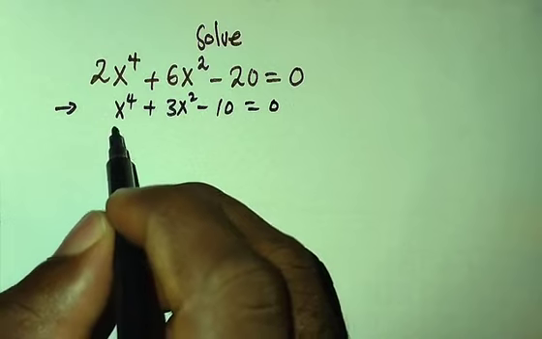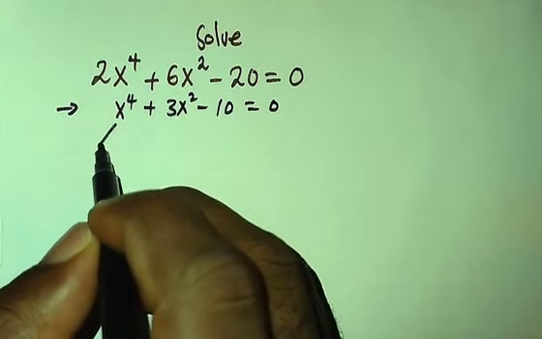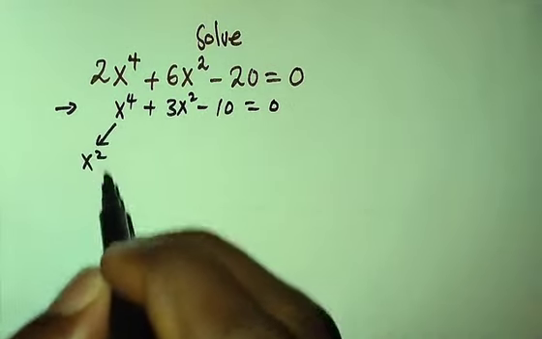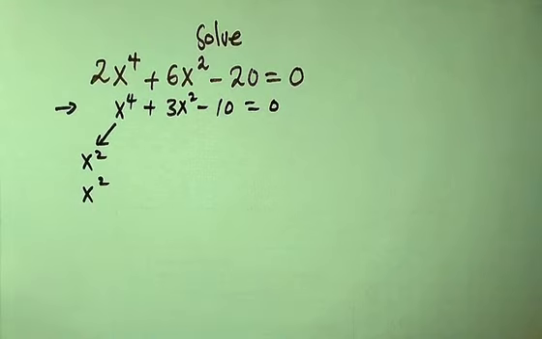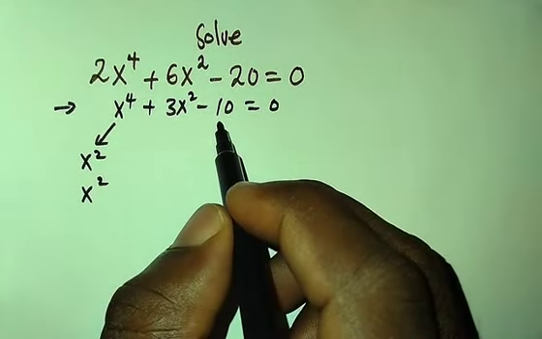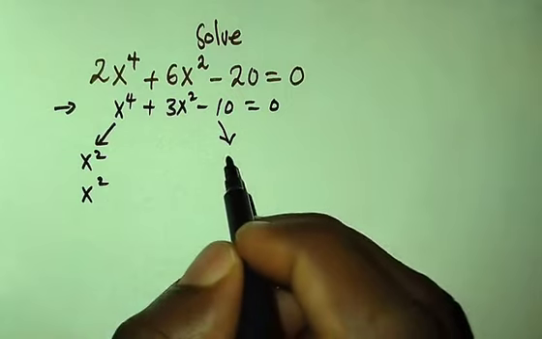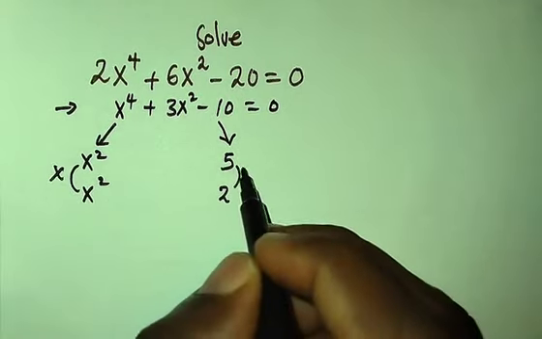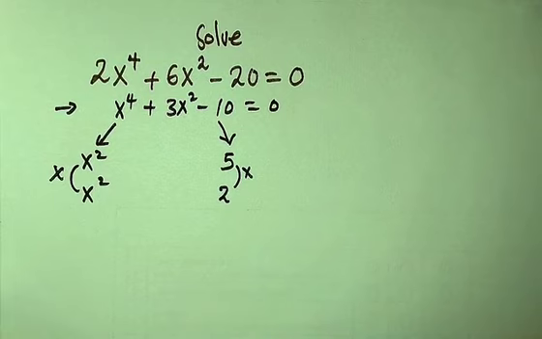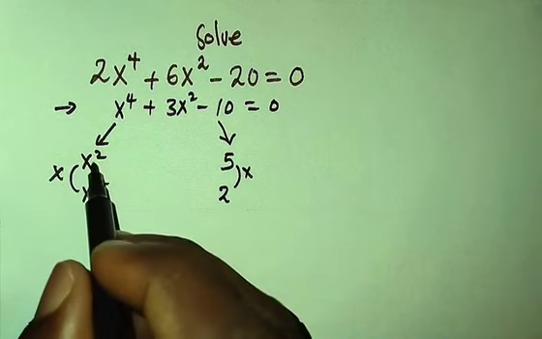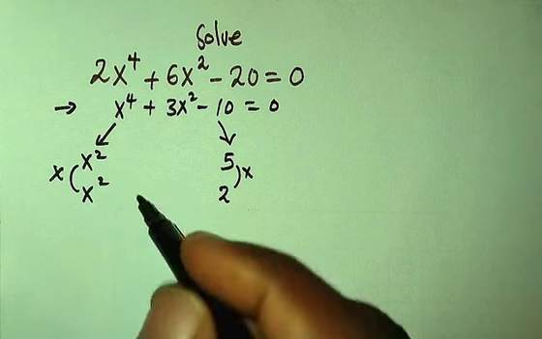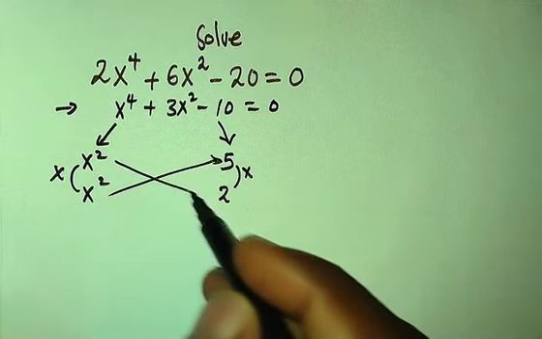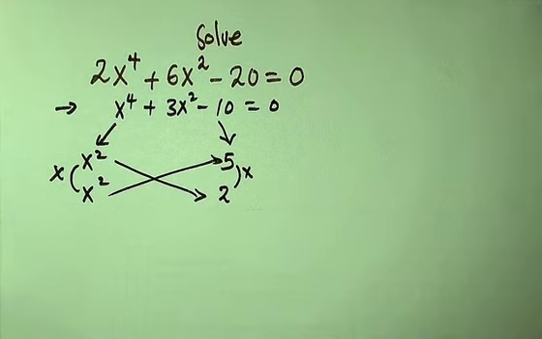From here I can rewrite this x to the power 4 as x to the power 2 times x to the power 2, and this 10 can be written as 5 times 2, multiplication. Are you getting it now? So from here, x squared times x squared, I'm going to be having this. So let me try to do cross multiplication. Are you there?